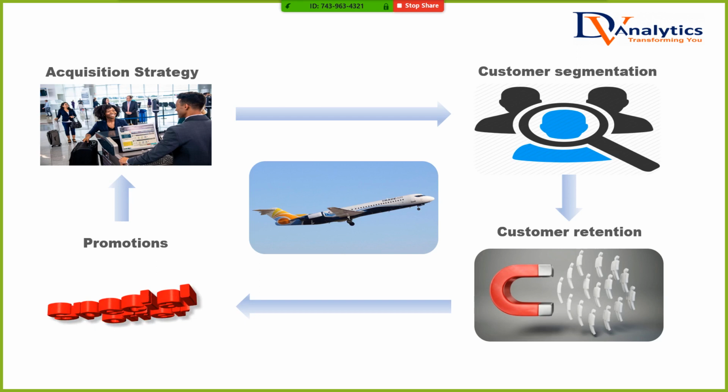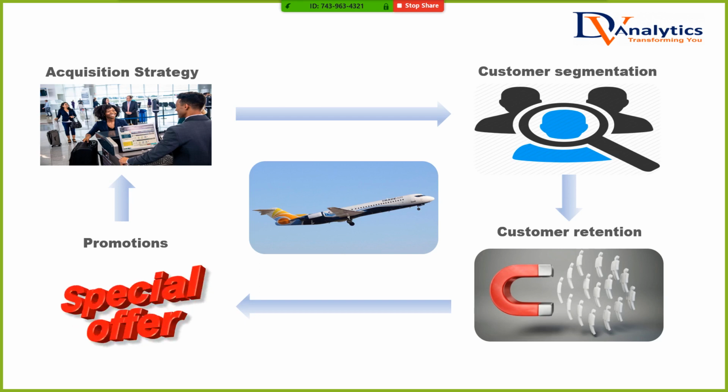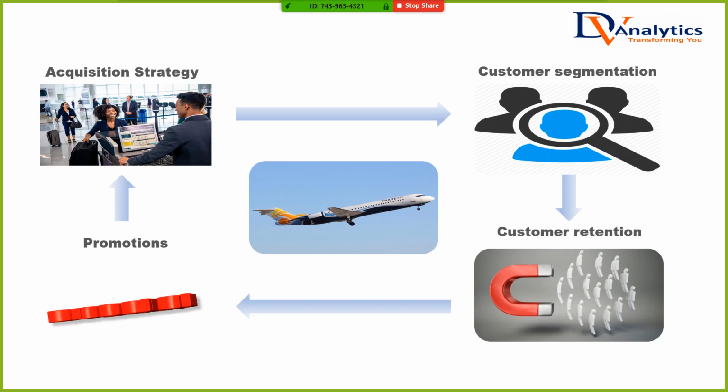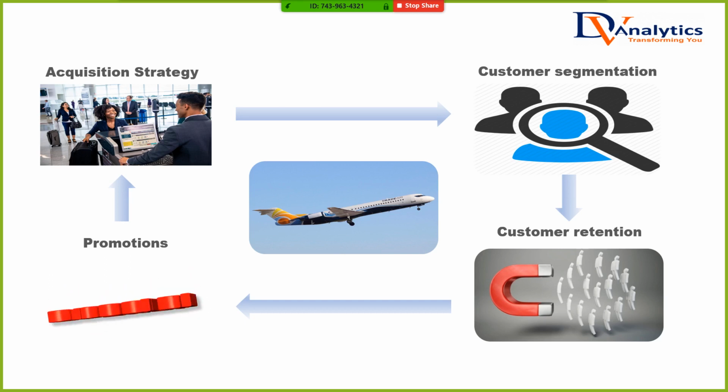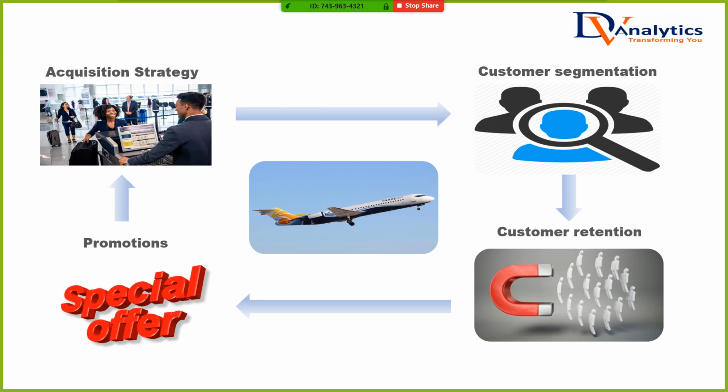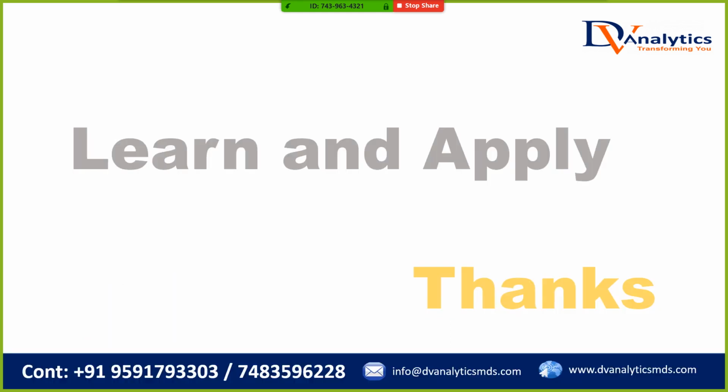So in the aviation department, they acquire customers, they segment customers, they make a strategy for retention, they make a strategy for promotional offers, so that the customer will start using their services time and again. Based on that, this is what is called the entire life cycle. Understood, guys? Yes, sir. Okay, so this is what we understood about data, how data is being generated.